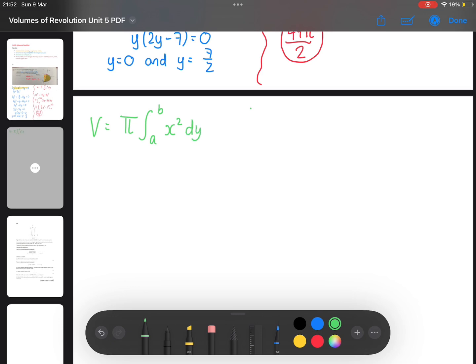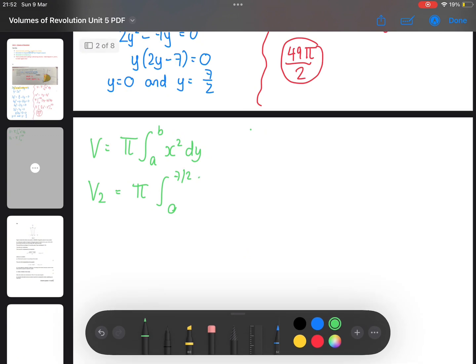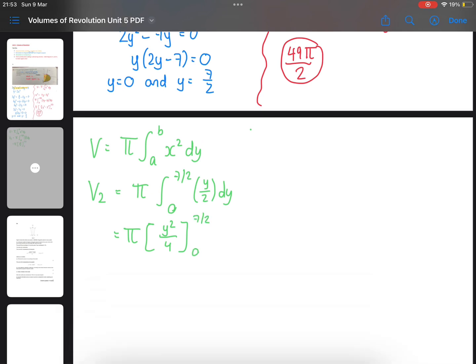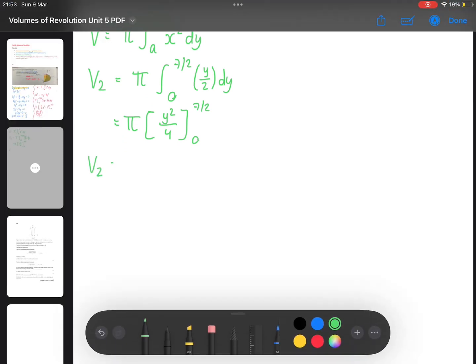And V2 is going to be pi times the integral between 7 over 2 and 0, and x squared in this case, because y equals 2x squared, x squared is y over 2. So we're integrating y over 2 dy, which means we have pi times y squared over 4 between 7 over 2 and 0, and substituting in, we get that V2 is 49 pi over 16.